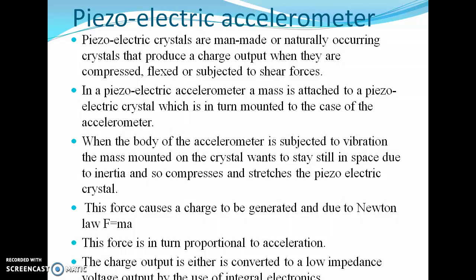Then another type of acceleration sensor is the piezoelectric accelerometer. Piezoelectric crystals are man-made or naturally occurring crystals that produce a charge output when they are compressed, flexed, or subjected to shear forces. In a piezoelectric accelerometer, a mass is attached to a piezoelectric crystal, which is in turn mounted to the case of the accelerometer.